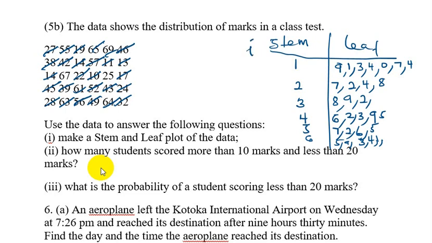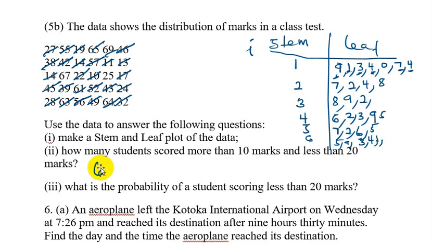Okay. So how many students scored more than 10 marks and less than 20? Now, more than 10 and less than 20. So more than 10, 19 is more than 10, 11 is more than 10, 3 is more than 10, 4 is more than 10, 7 is more than 10, and 14 is more than 10. So 1, 2, 3, 4, 6. So this answer is 6. We don't have to waste time on this.